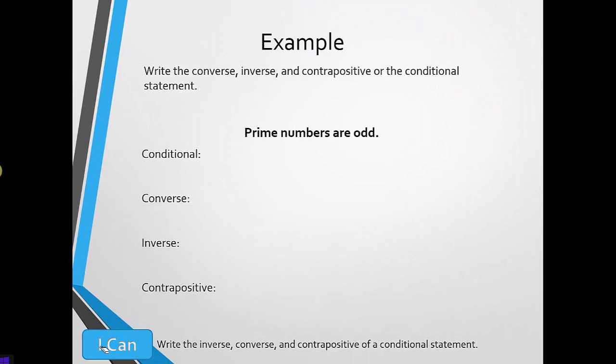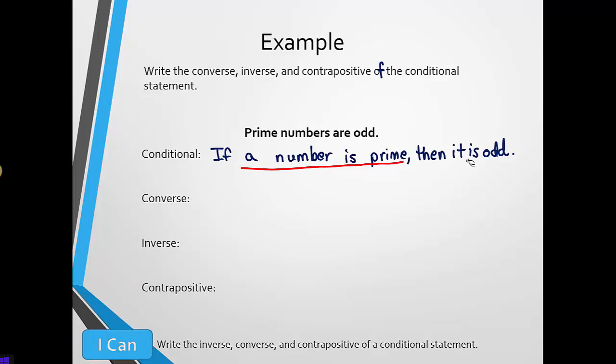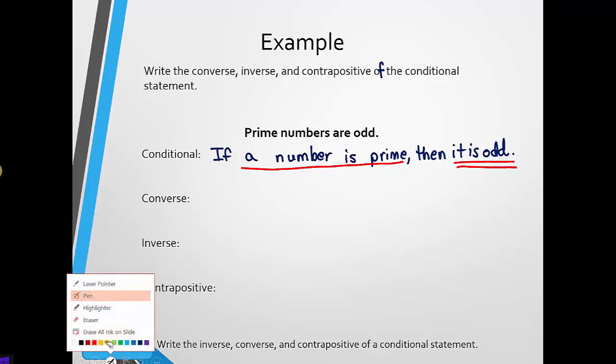So let's practice writing some of those. We're going to write the converse, the inverse, and the contrapositive of the conditional statement. Prime numbers are odd. So how would I write that as an if-then? If a number is prime, then it is odd. Okay, so I have to make sure that I can identify my hypothesis and my conclusion, because that's important for writing the other kinds of statements. My hypothesis is a number is prime, and my conclusion is that the number is odd.